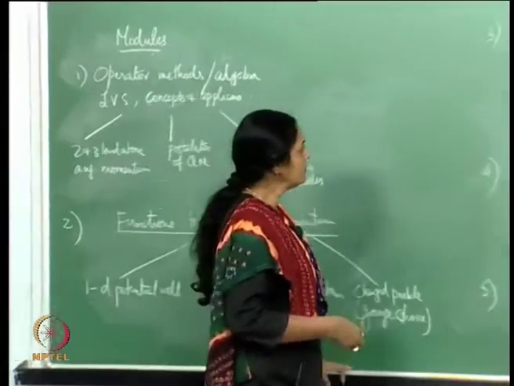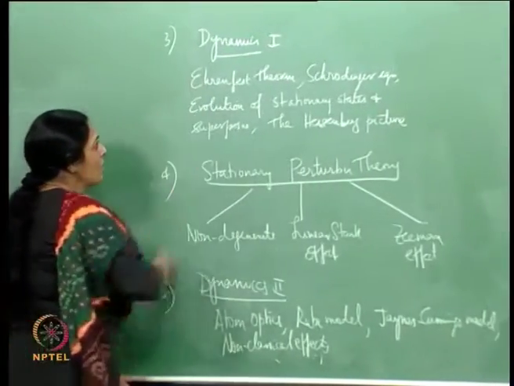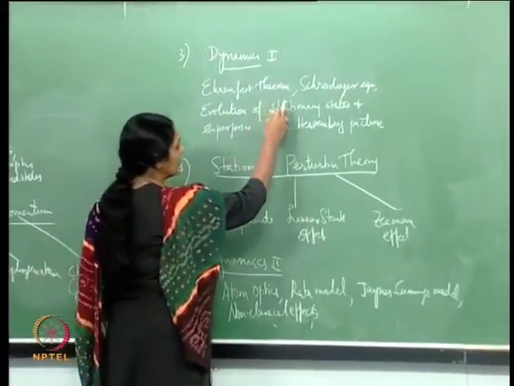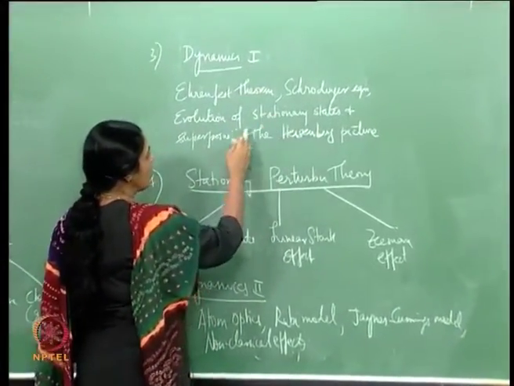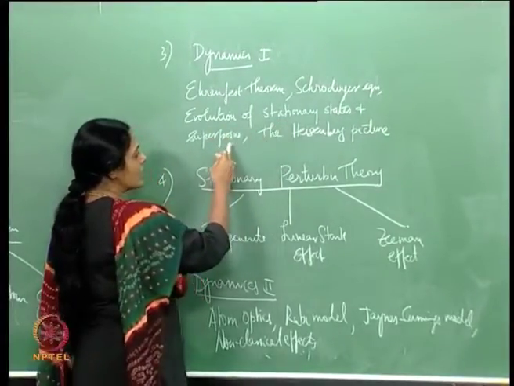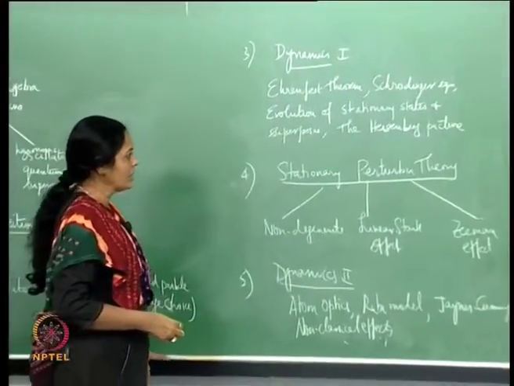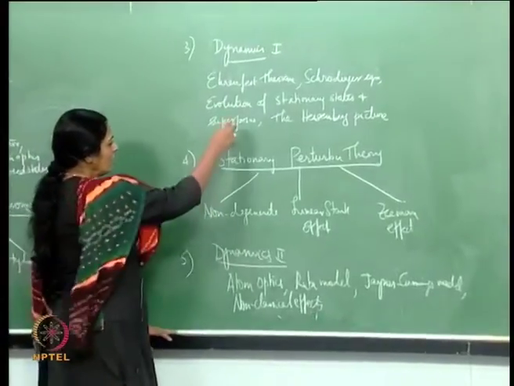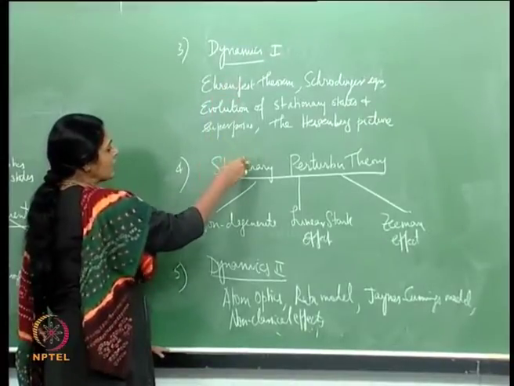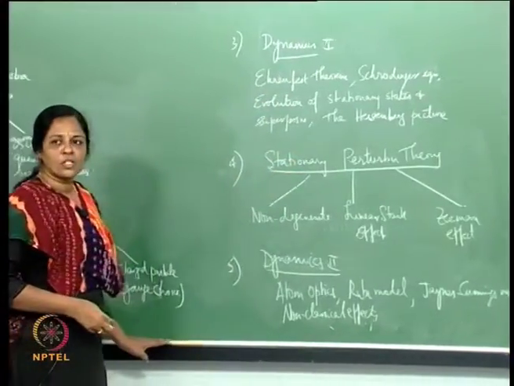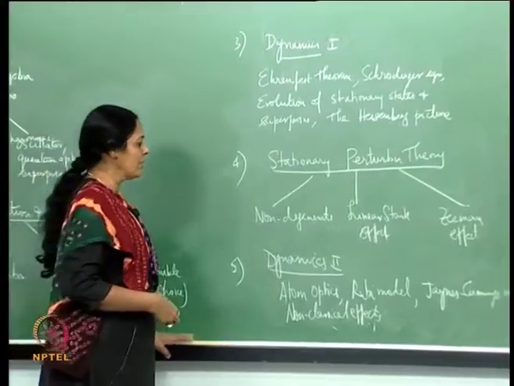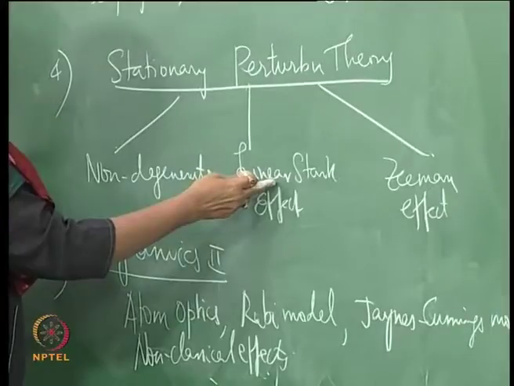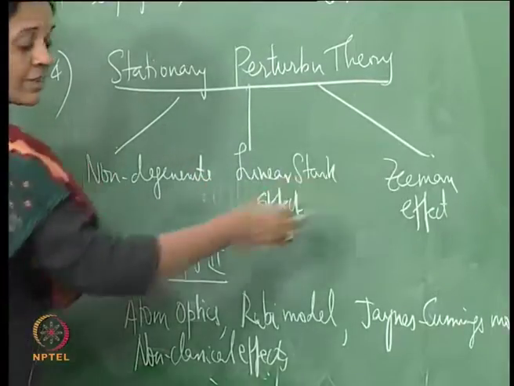a gauge choice. The third module was what I call dynamics 1, where we looked at the Ehrenfest theorem, the time dependent Schrodinger equation, so evolution of stationary states and superpositions of states, and also the alternative picture, the Heisenberg picture. We interrupted the dynamics by going over to an approximation method, the stationary perturbation theory, where we looked at the non-degenerate case, and then of course the degenerate cases, linear Stark effect and the Zeeman effect.